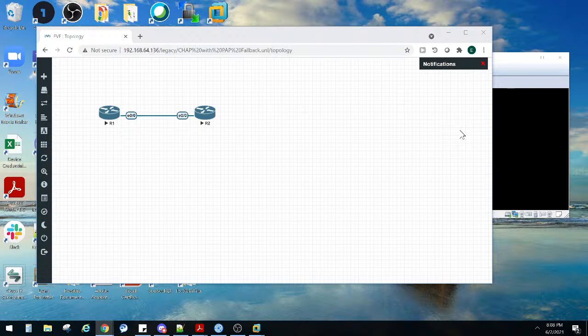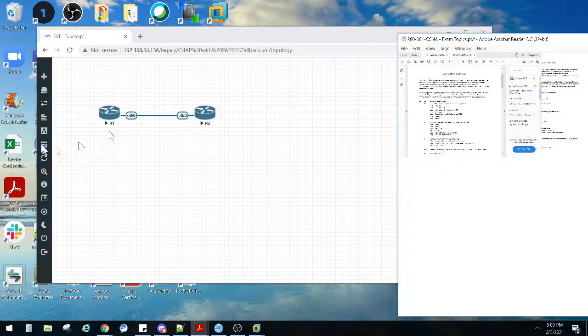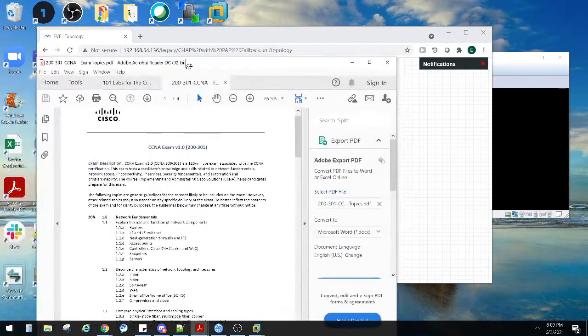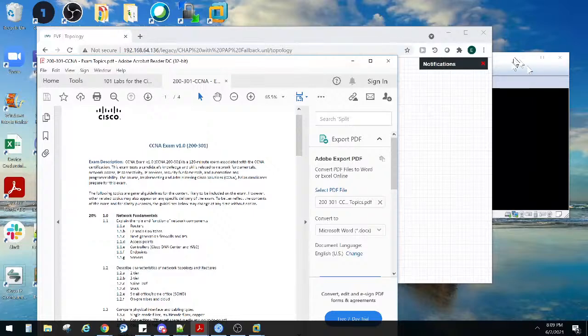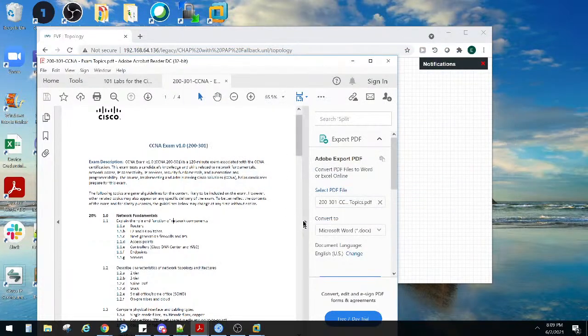The objective of this lab is for us to configure PAP fallback. This is not covered on the earlier exams or in the CCNA syllabus. I don't even think this is something in the CCNA exam now that I think about it. Let's pull up the exam topics here. I got the exam topics right here for y'all. Let's see. We just do PAP, right? I don't even think that's in there.